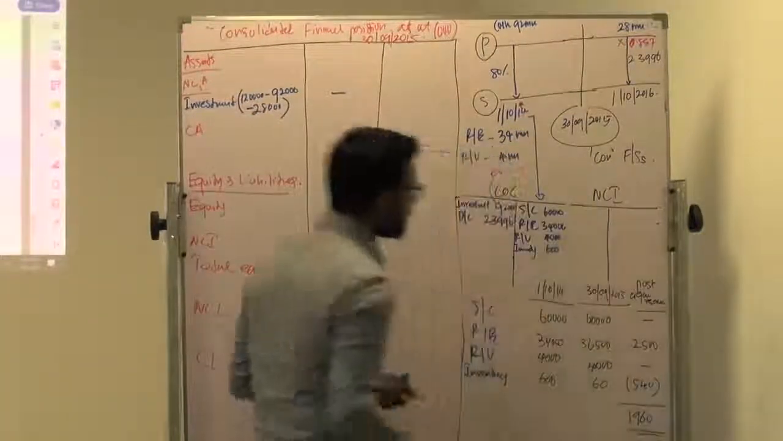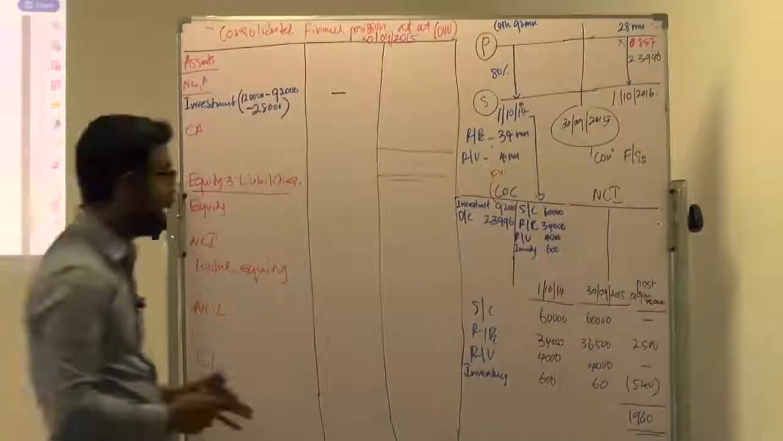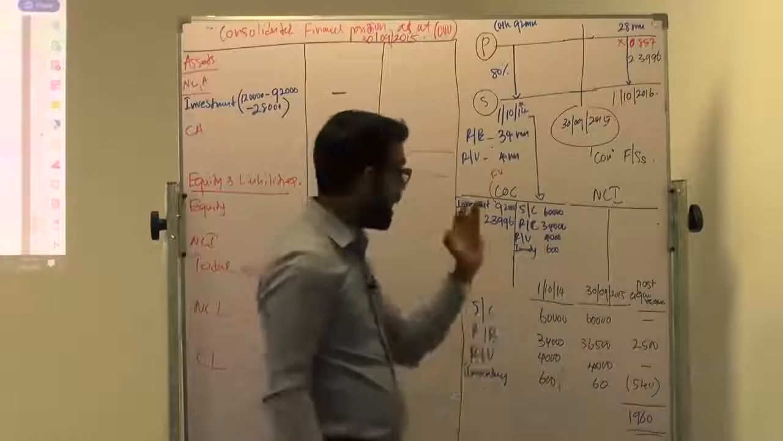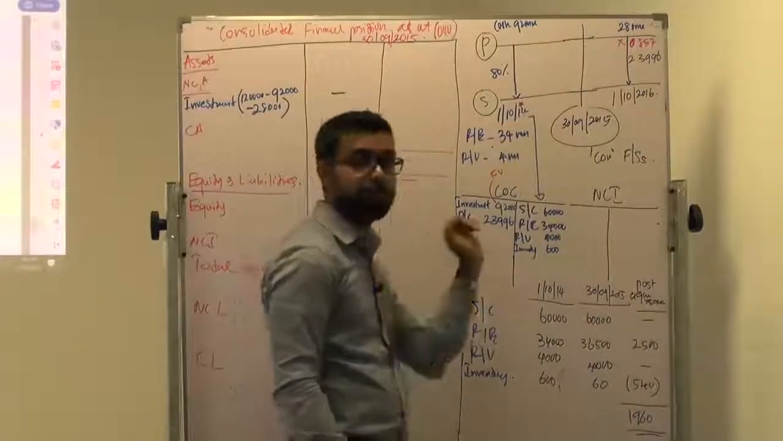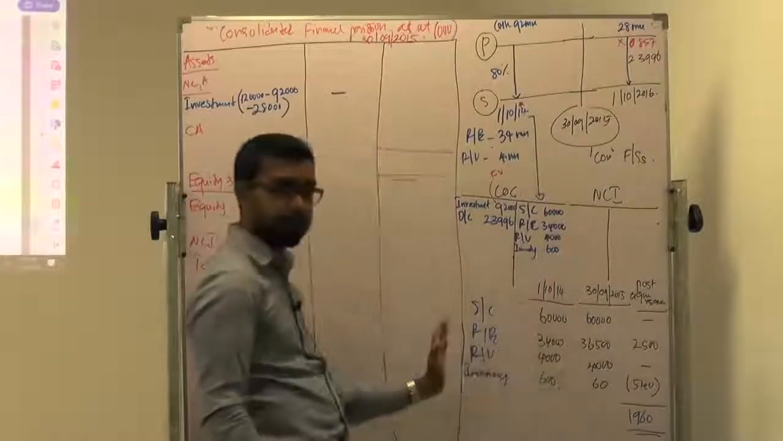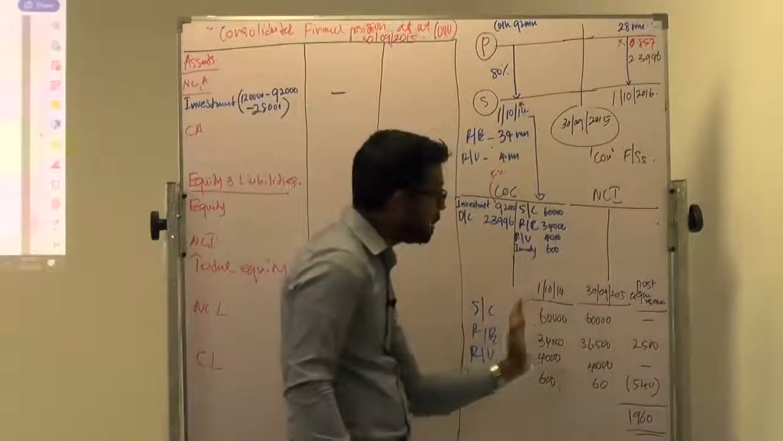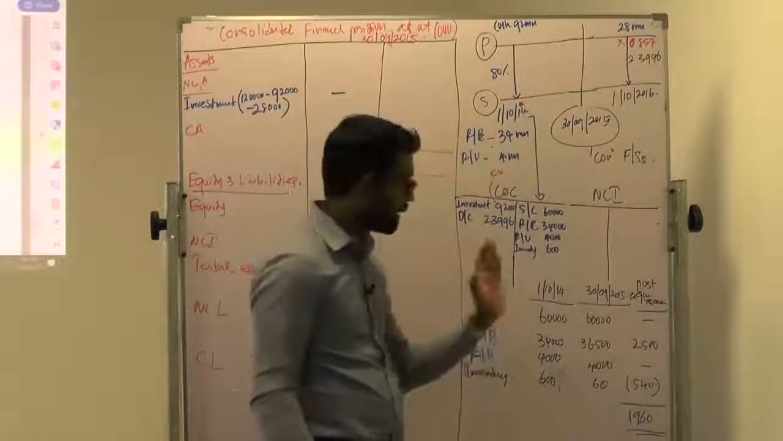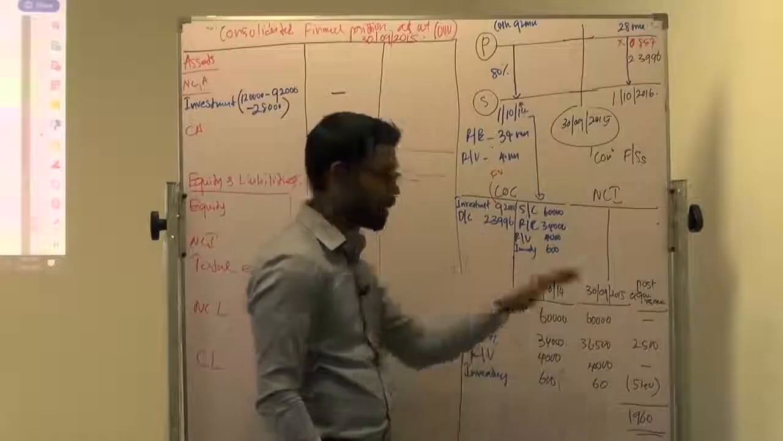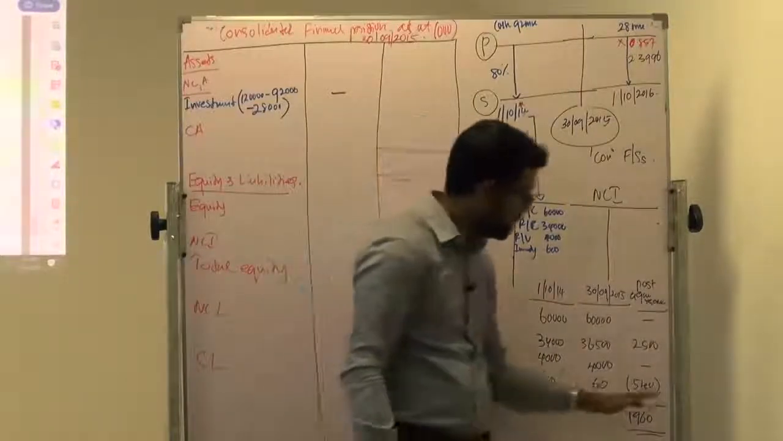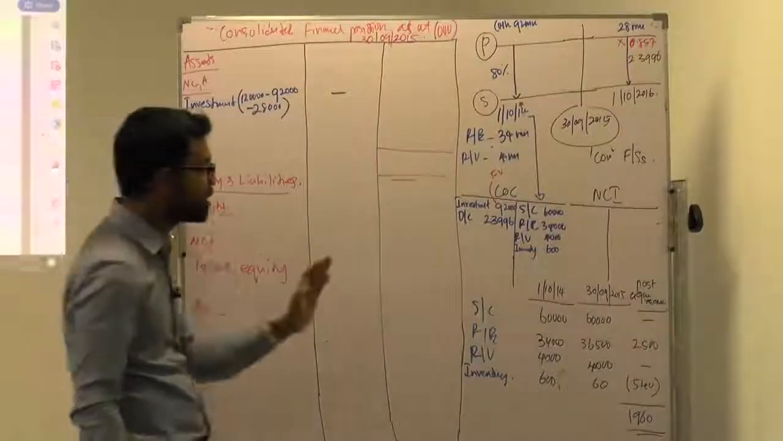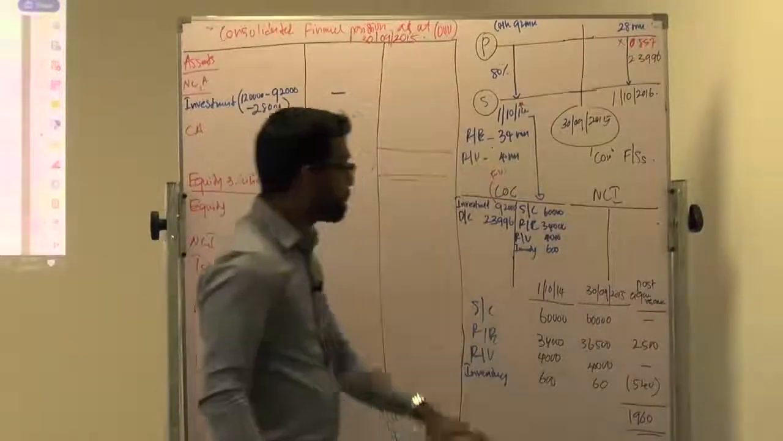1,960. How did I do this calculation? Post-acquisition reserves. Here is the pre-acquisition, and after acquisition this much. Retained earnings has increased to this much. Revaluation no change. Share capital no change. Inventory they have reduced. Clear? Post-acquisition reserves you have.